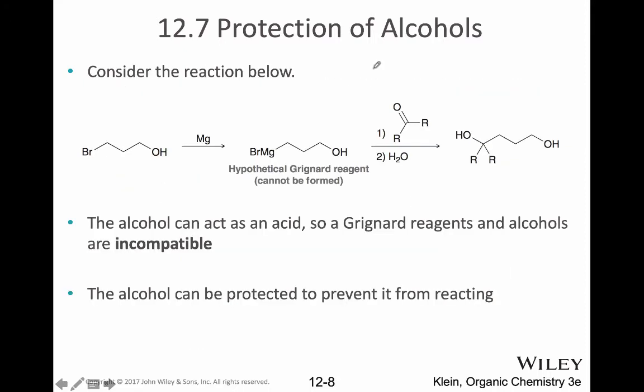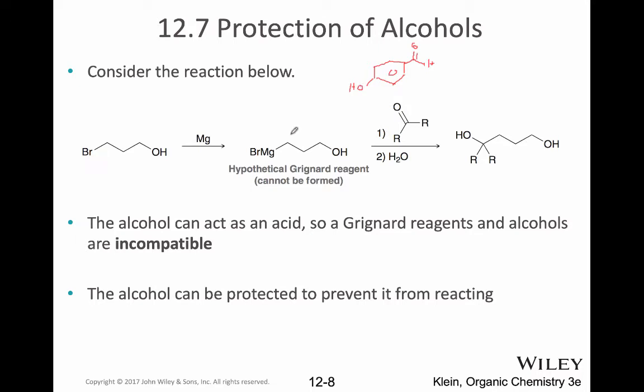So let's say, for example, I wanted to react a Grignard reagent with this aldehyde. I would need at least two equivalents of the Grignard reagent, one to deprotonate the oxygen here, and then one to react, okay? So you have to keep in mind the different parts of the molecules. You have to keep in mind all of the molecule when you're reacting, okay?